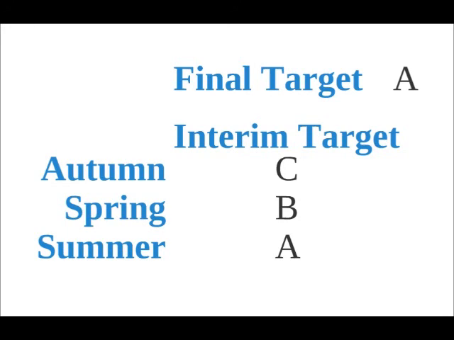So if you have a final target of an A, then in autumn, the head of department can say that they are happy for students to be getting 2 grades behind, or a C. In spring, they're happy to get 1 grade behind, or in this case a B. And in summer, they want them to be getting their final target.